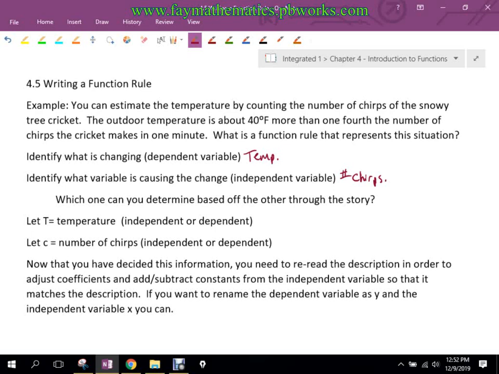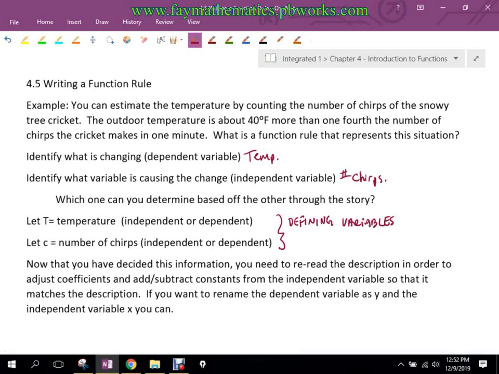The reason we have to do that is because our dependent variable is going to be in our equation all by itself. We're going to write these so that our dependent variable is solved for. So we need to make sure we understand that. This is what we call defining variables. You're going to tell everybody what your variables are going to be, and you have total freedom in doing this.